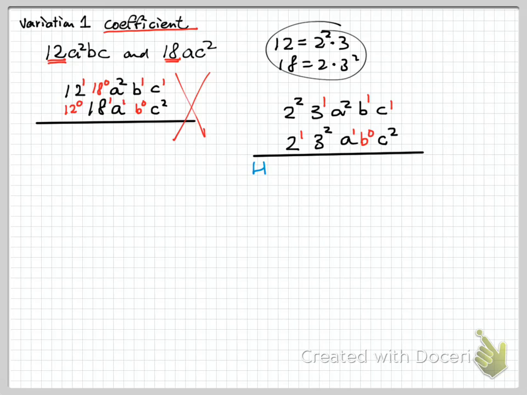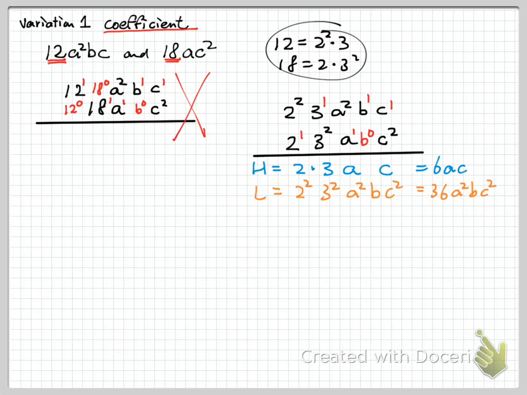The HCF, you choose the smallest power, will be 2, 3, A, no B, and C. Alright, 2 times 3. So that is 6AC will be the highest common factor. For the LCM, you choose the highest power in each column. So 2 square, 3 square, A square, BC square. Alright, so that would be 36 A square BC square. Alright, so this is the first variation.